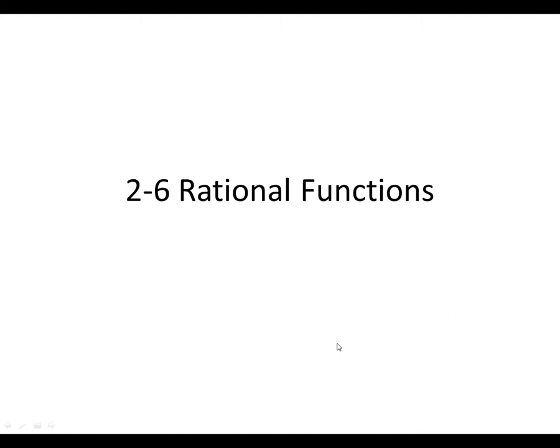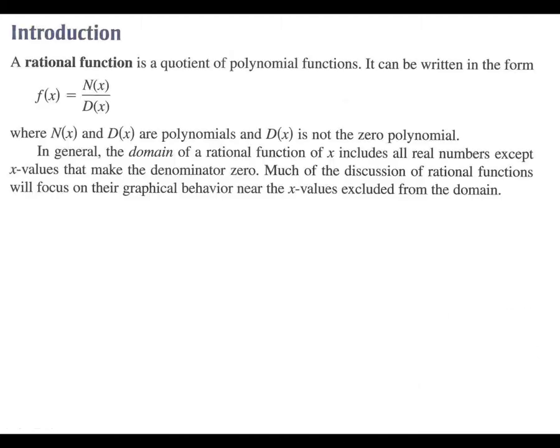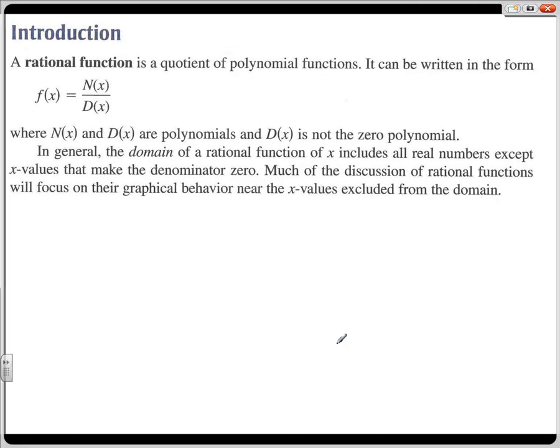All right, 2.6 is rational functions. And so a rational function is given this definition: N of x over D of x. The N of x is standing for the polynomial in the numerator, and the D of x is standing for the polynomial in the denominator. So what we have here is a rational.